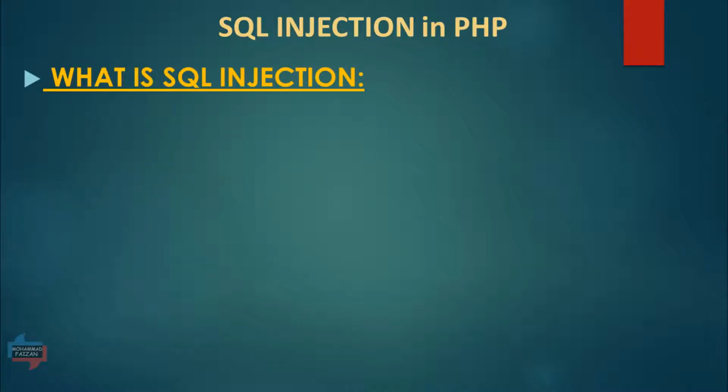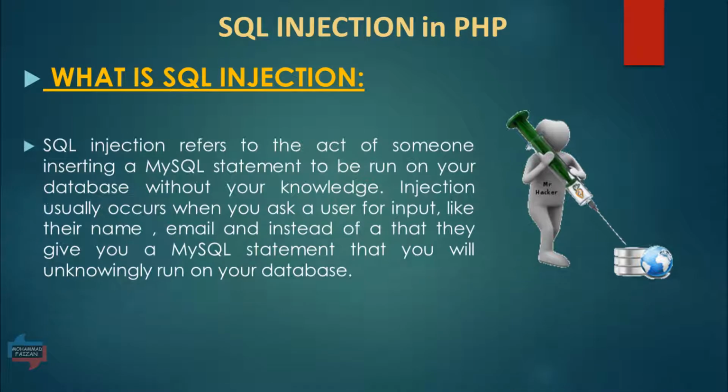What is SQL injection? SQL injection refers to the act of someone inserting a MySQL statement to be run on your database without your knowledge. Injection usually occurs when you ask a user for input, like their name or email, and instead they give you a MySQL statement that you will unknowingly run on your database. Mostly hackers use SQL injection to harm your website.